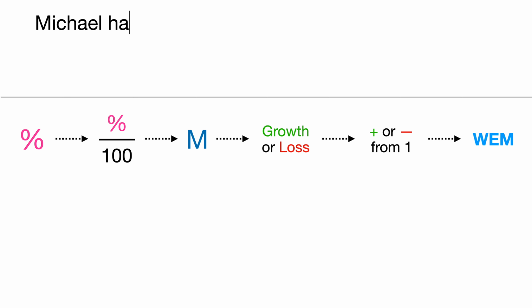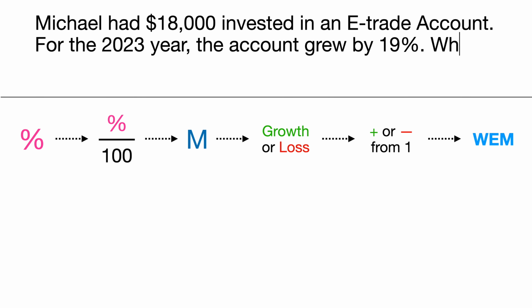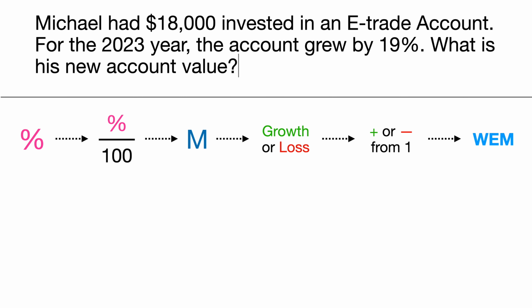So let's take a look at an actual example and figure this out. Michael had $18,000 invested in an E-Trade account. For the 2023 year, the account grew by 19%. What is his new account value? We're just going to use these steps and figure it out. First, let's find our percentage, and it's right there: 19%. So 19 divided by 100 gives us a multiplier of 0.19.